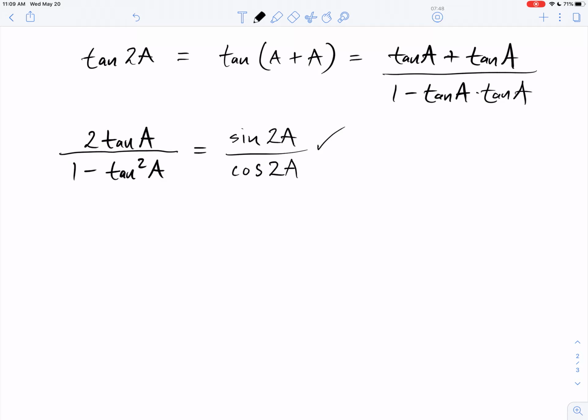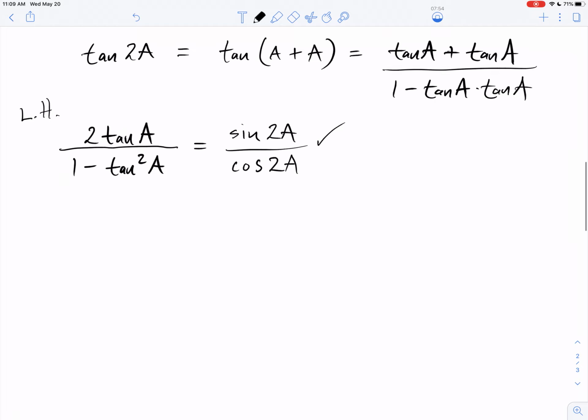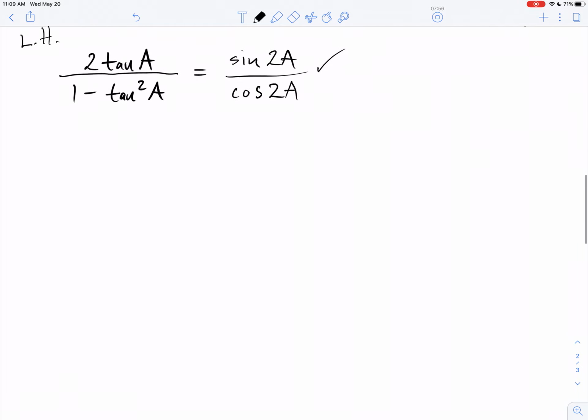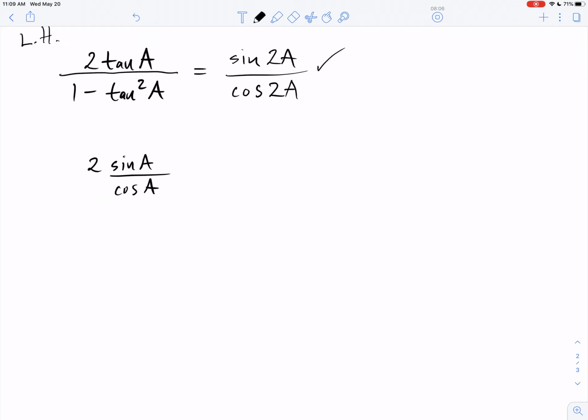Well, I'm going to do a left-hand identity. I'm going to do a left-hander right here for you. And I am going to say that 2 tangent A just means 2 times sine A over cosine A, divided by 1 minus, well, it would be a sine squared A over cosine squared A.